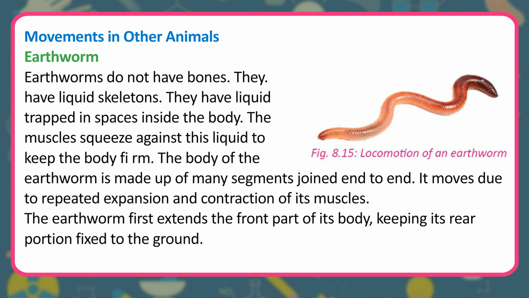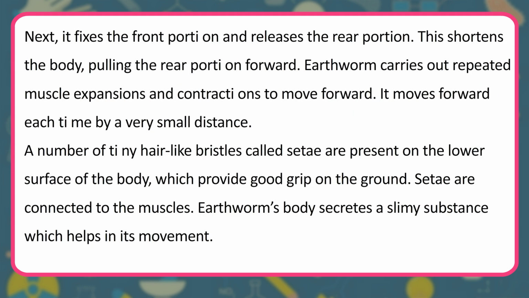The body of the earthworm is made up of many segments joined end to end. It moves due to repeated expansion and contraction of its muscles. The earthworm first extends the front part of its body, keeping its rear portion fixed to the ground. Next, it fixes the front portion and releases the rear portion. This shortens the body, pulling the rear portion forward.